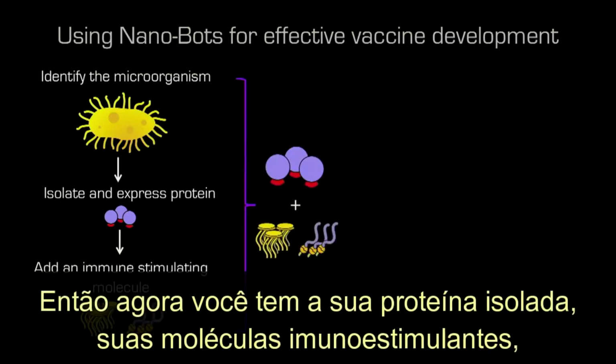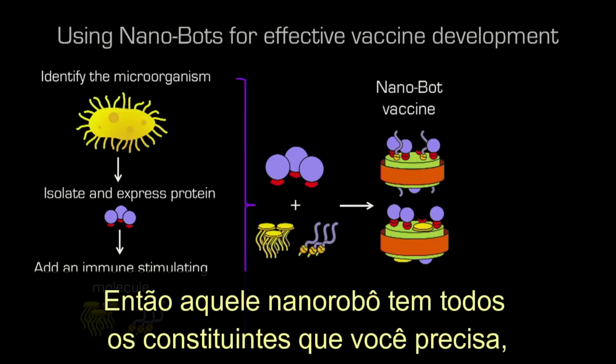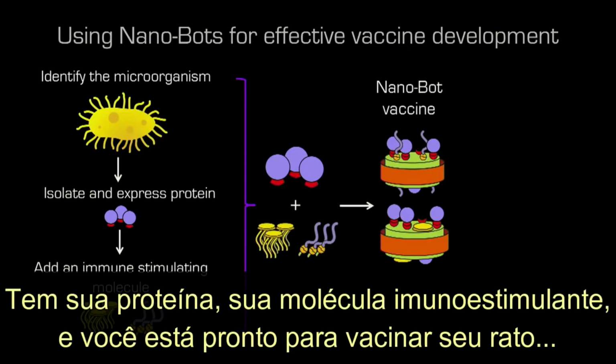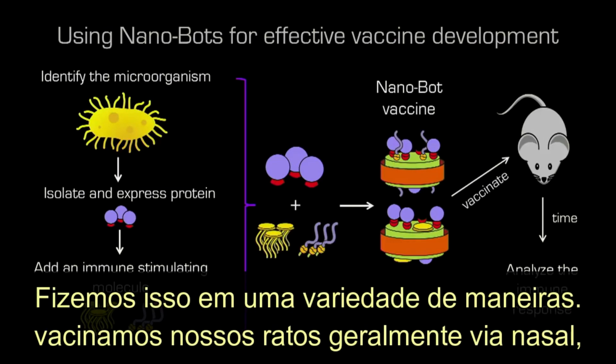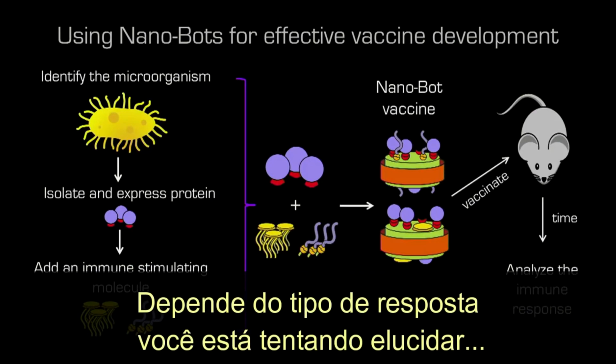So now you have your isolated protein, you have your immune-stimulating molecules. You can put these into the NLP to make your vaccine nanobot. Okay, so that nanobot has all of the constituents you need. It's got your protein, your immune-stimulating molecule, and now you're ready to vaccinate your mice. So we do that a variety of ways. We vaccinate our mice mainly intranasally, but we've done a lot of different routes in the stomach, in the muscle. So it just depends on what kind of a response you're trying to elicit.